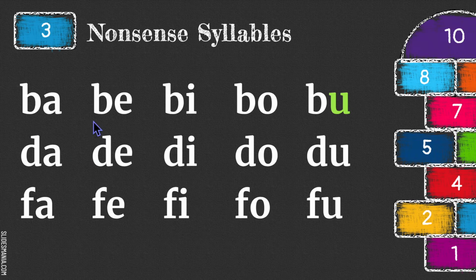Bay, bee, by, bow, bew, boo. Day, dee, die, doe, dew, that's hard to say, do. Now, if you still need to sound it out slowly like d, a, day, that's fine. Keep doing that, and over time, you will get faster.